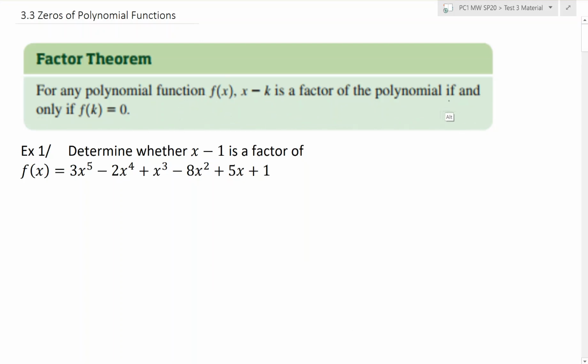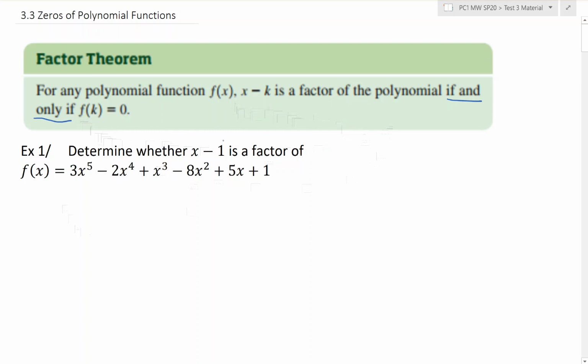And this is a special theorem because when I have the statement if and only if, that means that it's a biconditional statement. You can read this forward and backwards and it is the same both ways. So we could say if f of k equals 0, then x minus k is a factor of the polynomial. Or we could say if x minus k is a factor of the polynomial, then f of k equals 0.